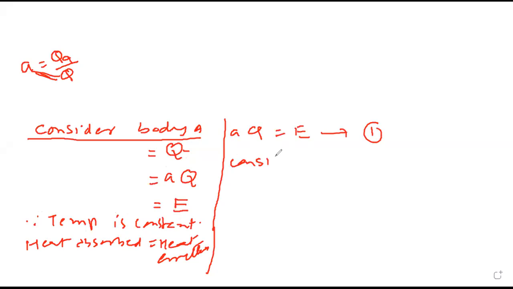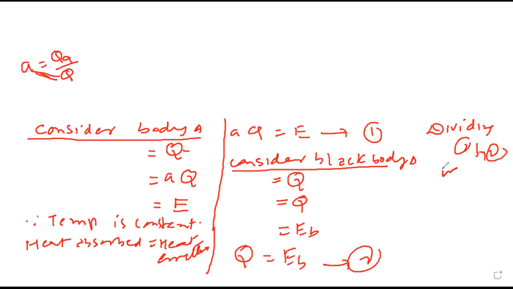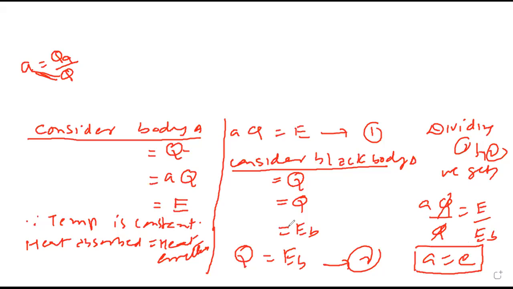Now consider black body B. The amount of heat incident per unit time, per unit area is Q. This is a black body, so it will absorb all of Q. Emissive power is EB. Again, temperature is constant, so heat absorbed must equal heat emitted. Equation 2. Dividing 1 by 2, we get AQ upon Q is E upon EB. What is the ratio E upon EB? It is E. So this proves Kirchhoff's law of radiation.